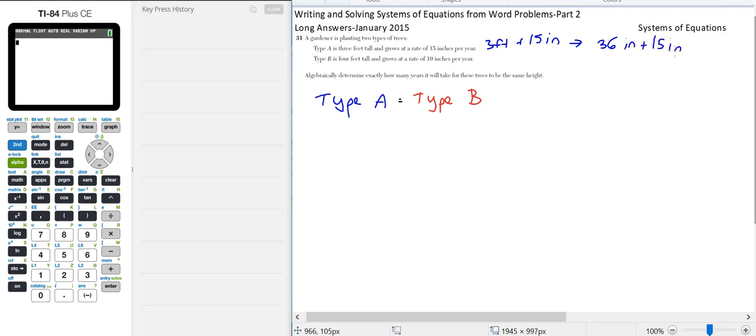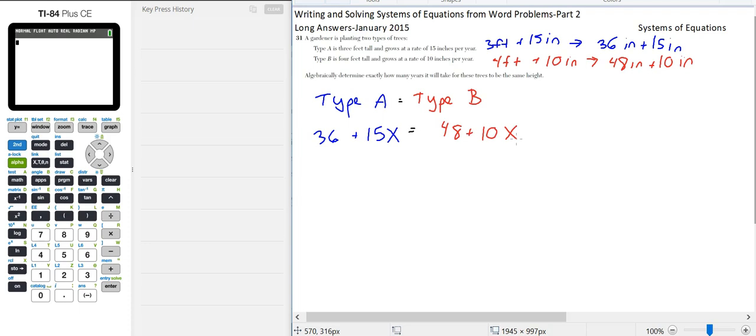So for the equation for type A, it starts at 36 inches, and then every year it grows another 15 inches. So 15 inches for every year. And for type B, we have to do the same thing. We have 4 feet tall at a rate of 10 inches per year. We need to change the 4 feet into inches. 4 feet is 48 inches. So we have 48 inches plus another 10 inches per year. So the equation for type B is 48 plus 10x, for every year.